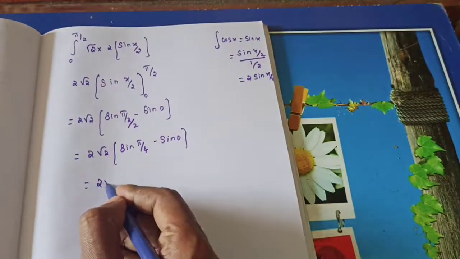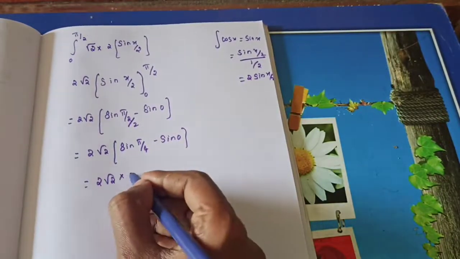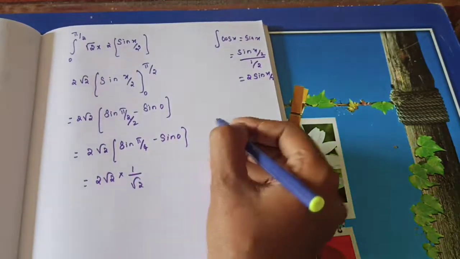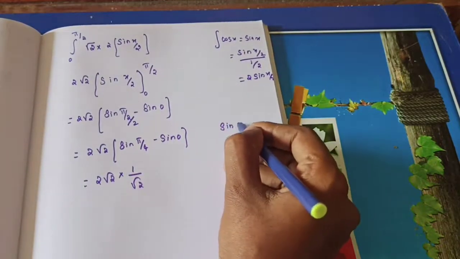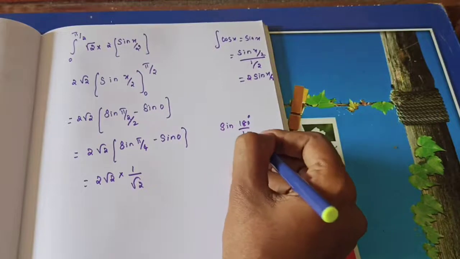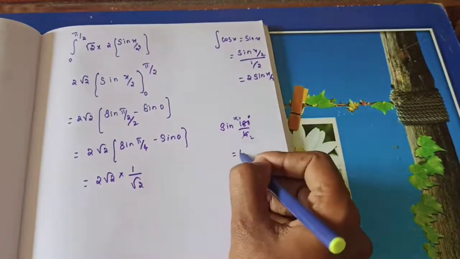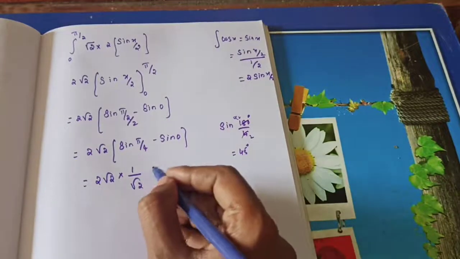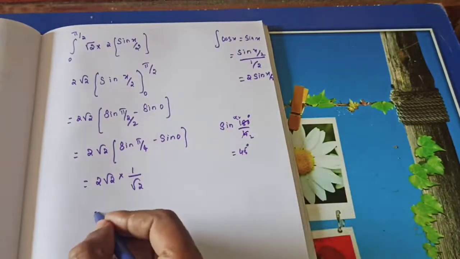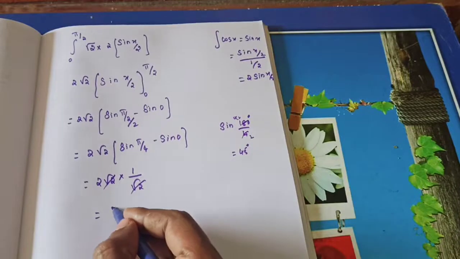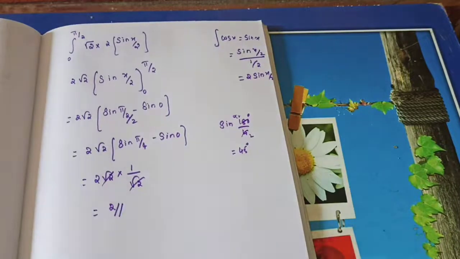So what's the value? 2 root 2. Sin pi by 4, what's the value? 1 by root 2. Correct? Sin pi by 4 means 180 degree divided by 4. Correct? So we will get 45 degree. So sin 45 degree is 1 by root 2. Sin 0, the value is 0. You know. So root 2 and root 2 get cancelled. The answer is 2. Understand? Okay. Do it very carefully.